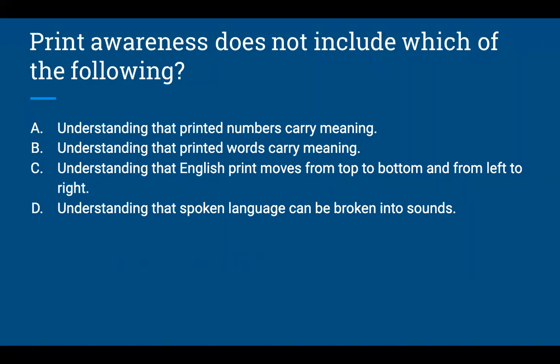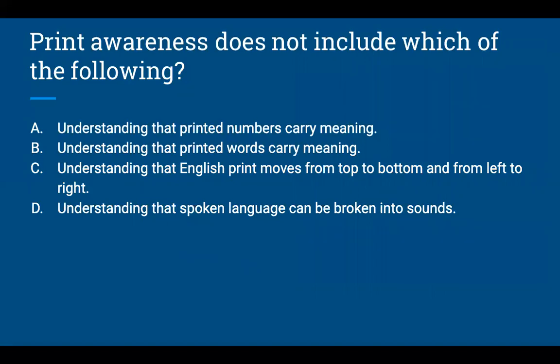All right, so then another practice question. Print awareness does not include which of the following? Right away, I'm going to go back and think what print awareness is. Print awareness is the understanding that written language carries meaning, and this is where it includes print directionality as well. So knowing that vocab word will help you a lot in this question.